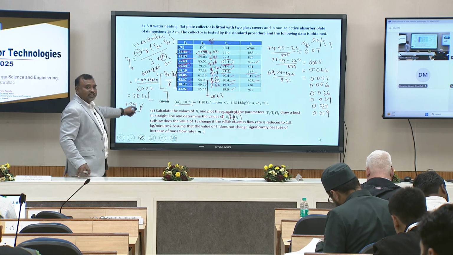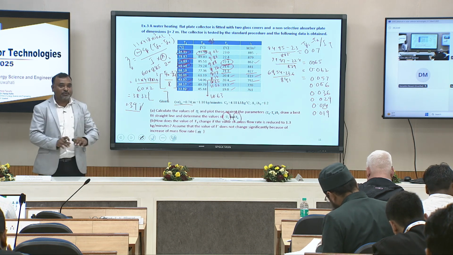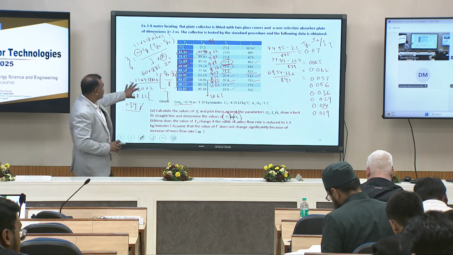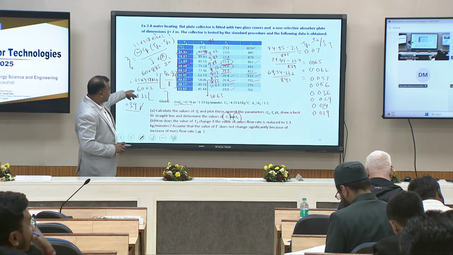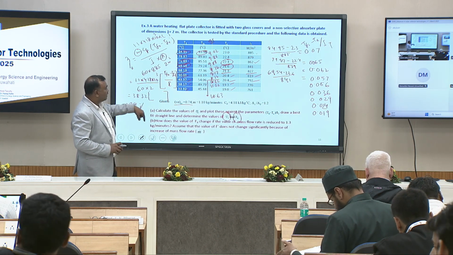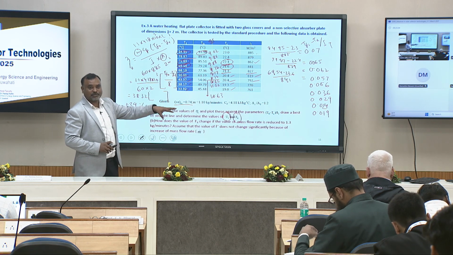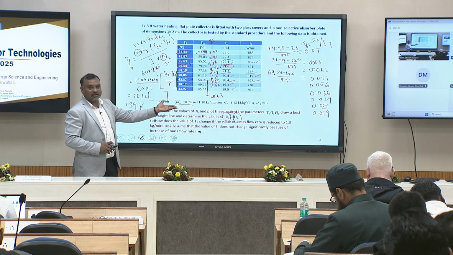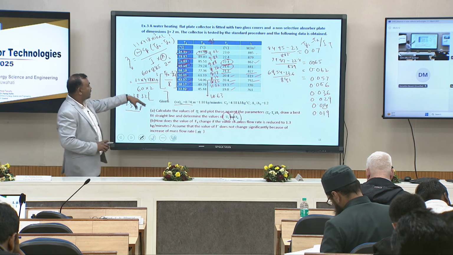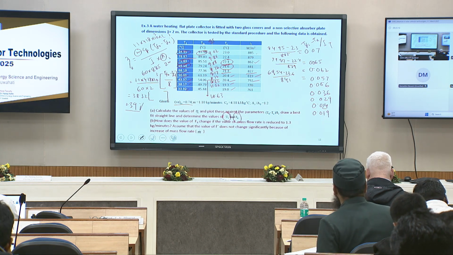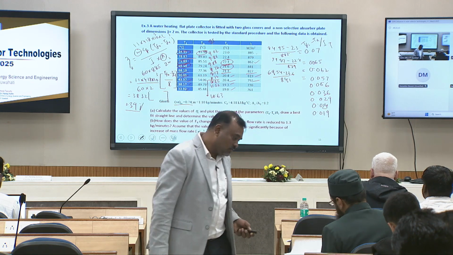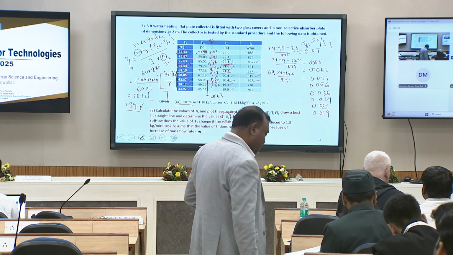Then again you need to do this entire calculation. If you have a computer, you can do it immediately, but in hand calculation it will be difficult. You just change this parameter, mass flow rate, from 1.1 to 1.3, and once we develop this expression y is equal to minus mx plus c, we can find out what changes you get in the F_R value. Not much change will be here. So what F_R did you get now? F_R is 0.7281.